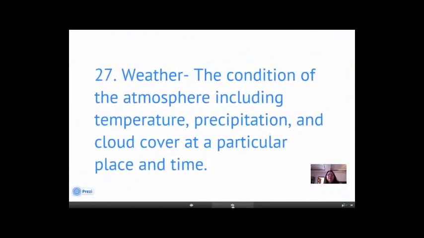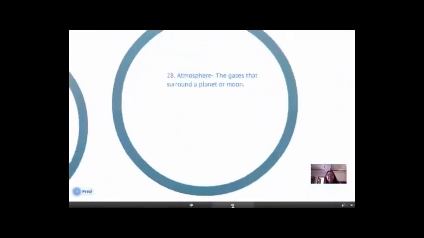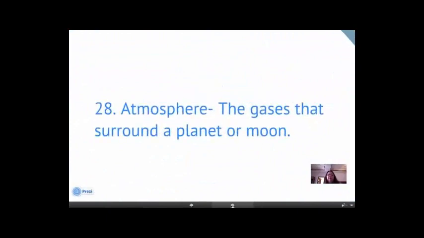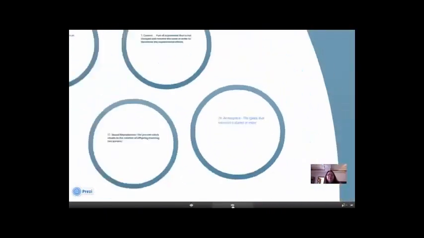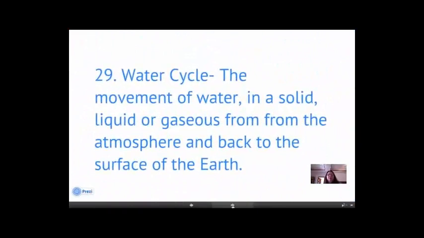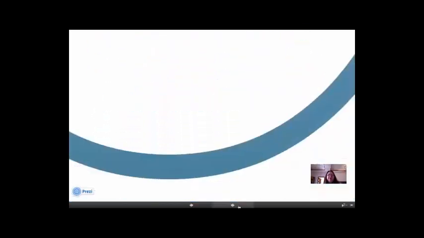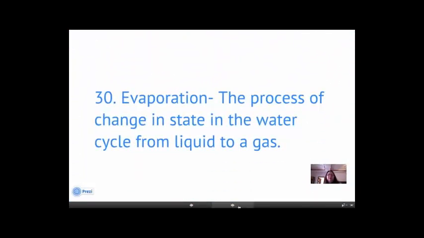Weather, the condition of the atmosphere including temperature, precipitation, and cloud cover at a particular place and time. Atmosphere, the gases that surround a planet or moon. Water cycle, the movement of water in a solid, liquid, or gaseous form, another typo, from the atmosphere and back to the surface of the earth. Evaporation, the process of change in state in the water cycle from liquid to gas. And those are all of our vocabulary.